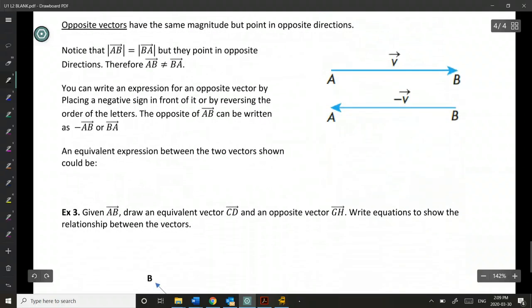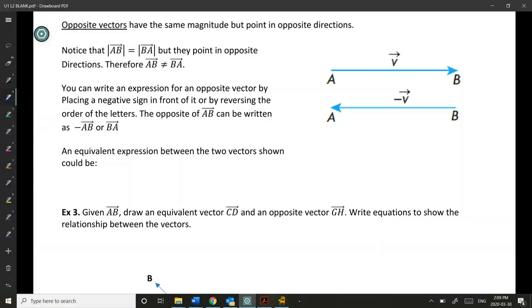Okay, and that brings us to opposite vectors. Opposite vectors have the same magnitude, but opposite directions. So we could say with these two vectors over to the right here, that vector AB is equal in magnitude to vector BA, but we can't say AB is equal to BA because these point in opposite directions. So there's a couple ways that we can write expressions for opposite vectors, and that's by placing the negative sign in front of the vector or reversing the order of the letters when we write it.